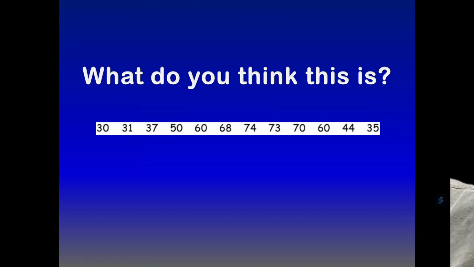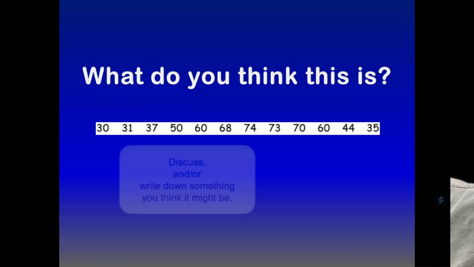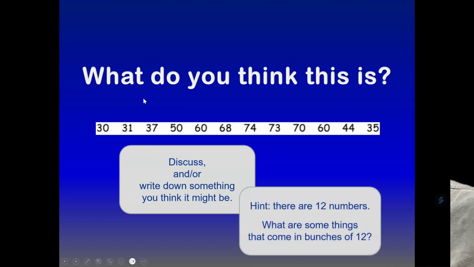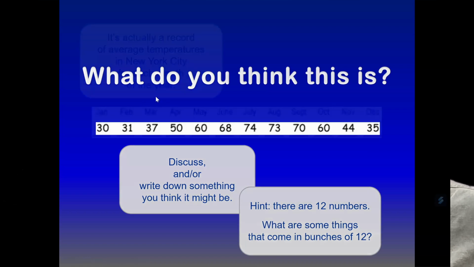But I don't have a title on here because I'd rather start with the question, what do you think you're looking at here? You could sit there and discuss that for a while, maybe even have the children write down something that they think it might be. And if they look completely puzzled, you could narrow the question a little bit to say, there are 12 numbers. What comes in bunches of 12? And you think about that for a little while.